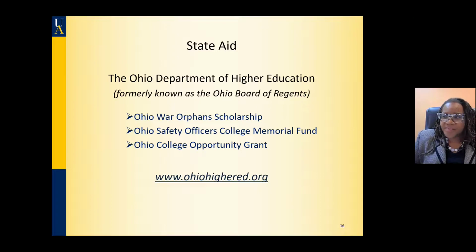State aid, I kind of talked a bit about this though. For Ohio's Ohio College Opportunity Grant, there's also the War Orphan scholarships and the Ohio Safety Officers College Memorial Fund. If you think your student might be eligible for either one of those top two, be sure you go on the ohiohighered.org site and make sure you know the parameters for those awards and that your student's information is listed correctly.